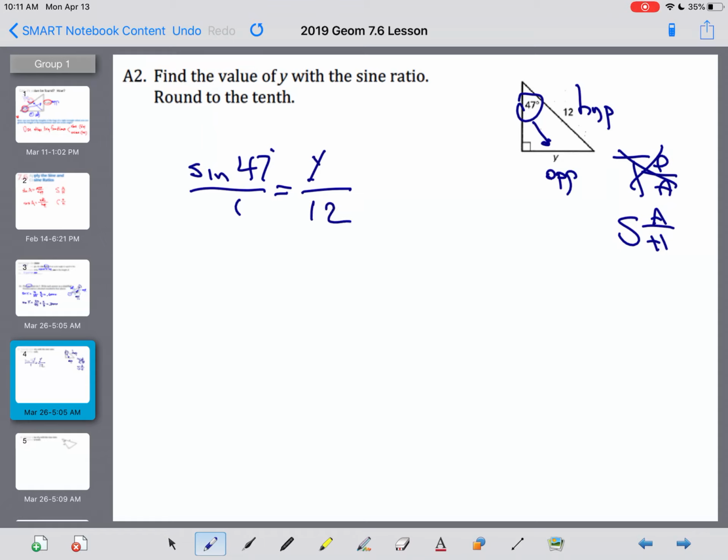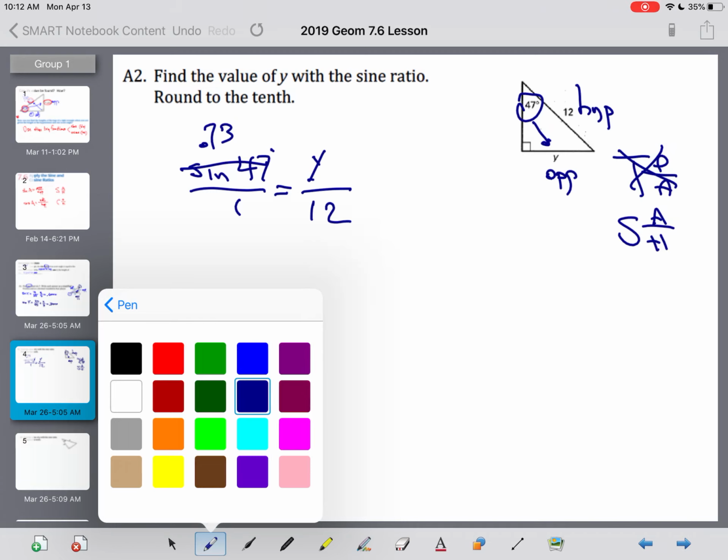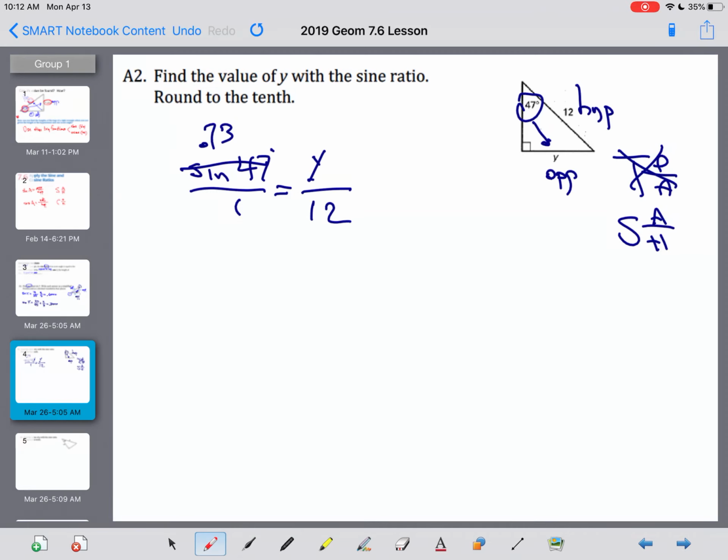Like before, we're going to go ahead and do a calculator operation here. So hit the sine button, sin, 47, and we should get 0.73. That's probably good enough. Then we are ready for our proportion work. Multiply my numeric values diagonally and divide by that.